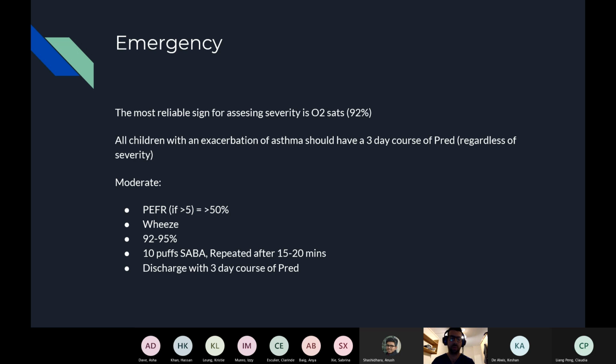And basically, what I've done here is I've grouped it depending on severity. So moderate is just a wheeze, with sats between 92 and 95%. The way you treat that is you give 10 puffs of SABA and then repeat after 15-20 minutes, and then you discharge with a 3-day course of prednisolone.